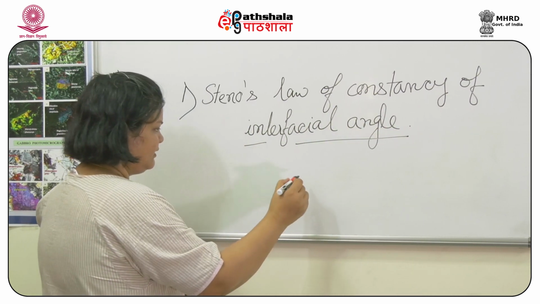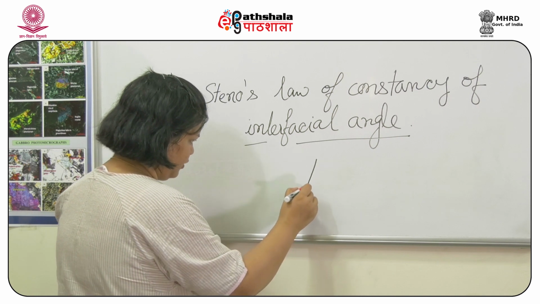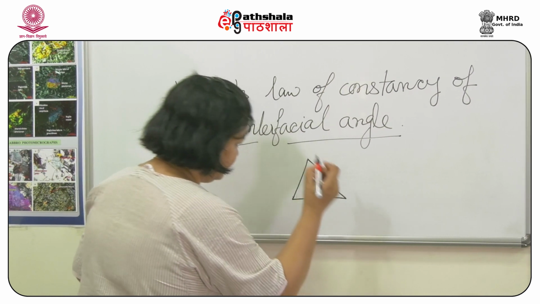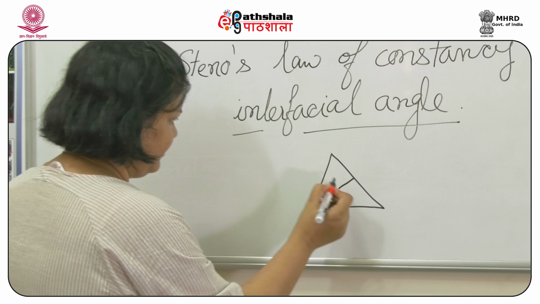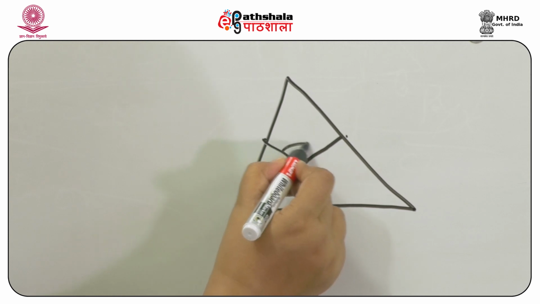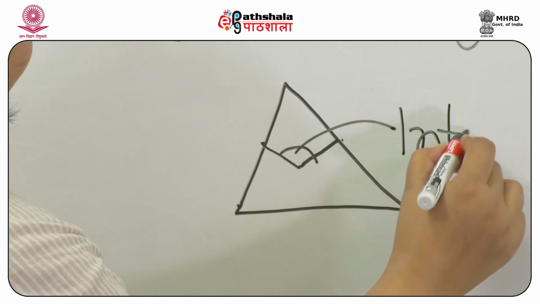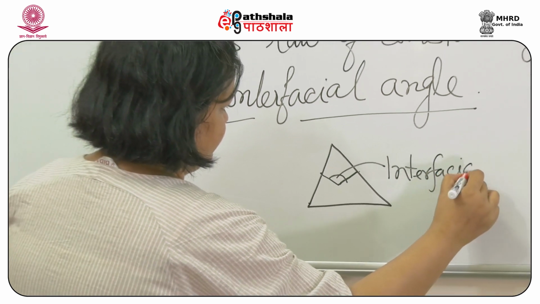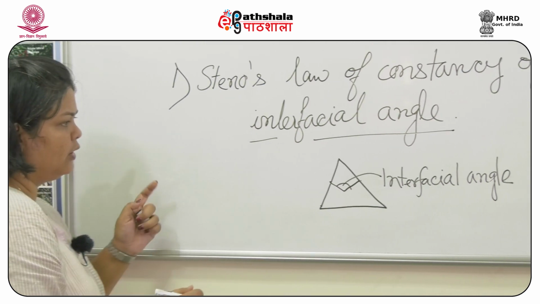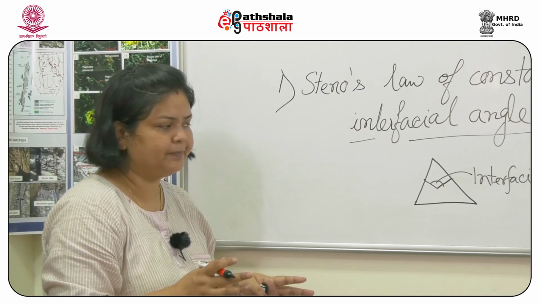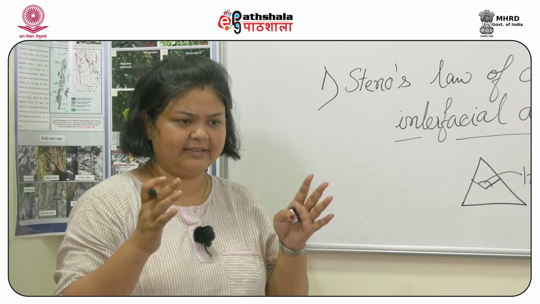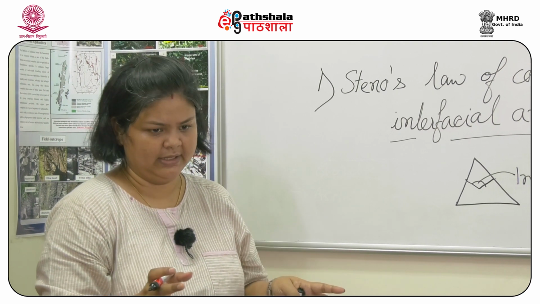Interfacial angle is, for instance, when we have a crystal form where we have a crystal face which is triangular in shape, and any normal drawn on this crystal face and also on the adjacent face, the angle which is subtended by these is the interfacial angle. This law states that for all the equivalent faces of a crystal, if the interfacial angles are measured at the same temperature, they will always be equal.